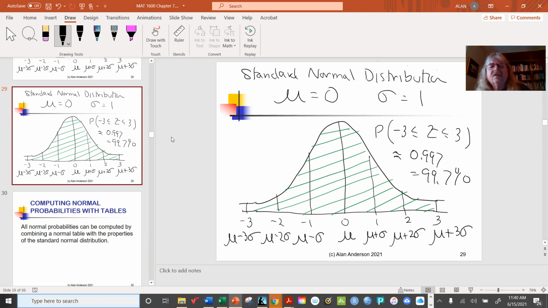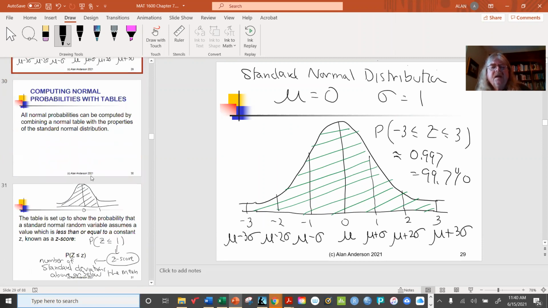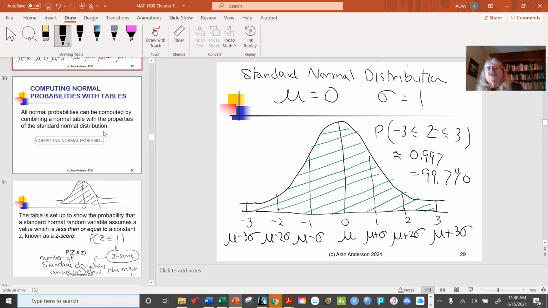So these are good numbers to know. We can actually calculate any probabilities that we need, but it's important to understand how the probabilities are laid out in this curve. All right, so what we're going to do now is introduce the tables.